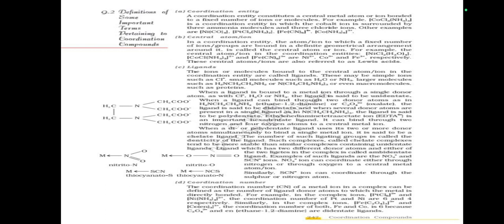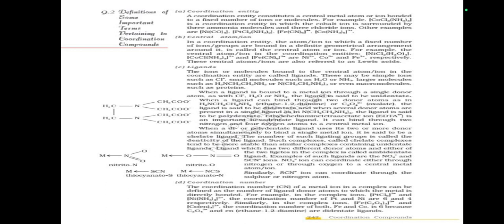Ni(CH2CH2NH2)3, or even macromolecules such as proteins. When a ligand is bound to a metal ion through a single donor atom, as with Cl⁻, H2O and NH3, the ligand is said to be unidentate. When a ligand can bind through two donor atoms, as in H2NCH2CH2NH2, it is said to be didentate. And when several donor atoms are present in a single ligand, as in N(CH2CH2NH2)3, the ligand is said to be polydentate.